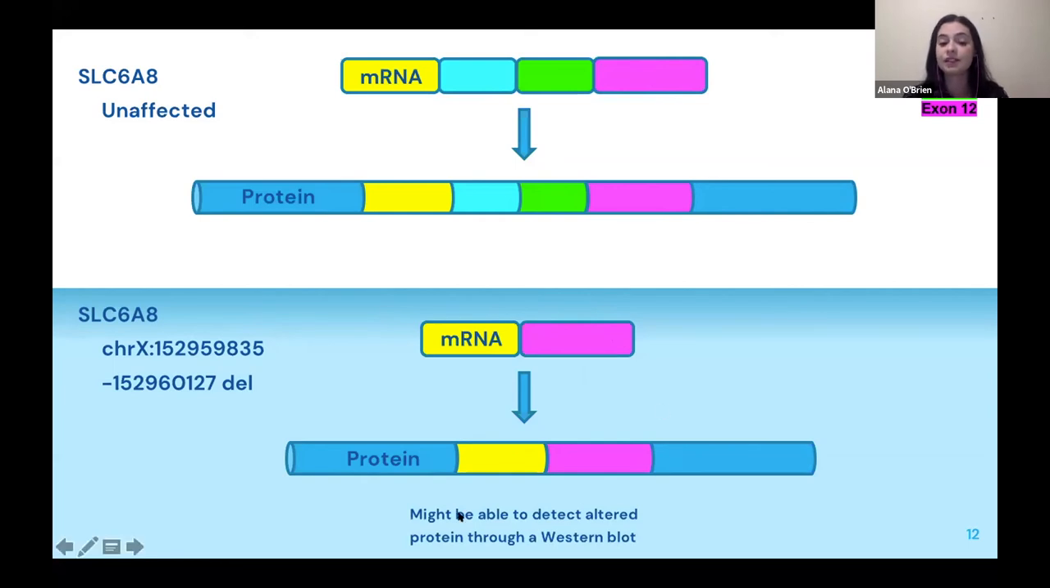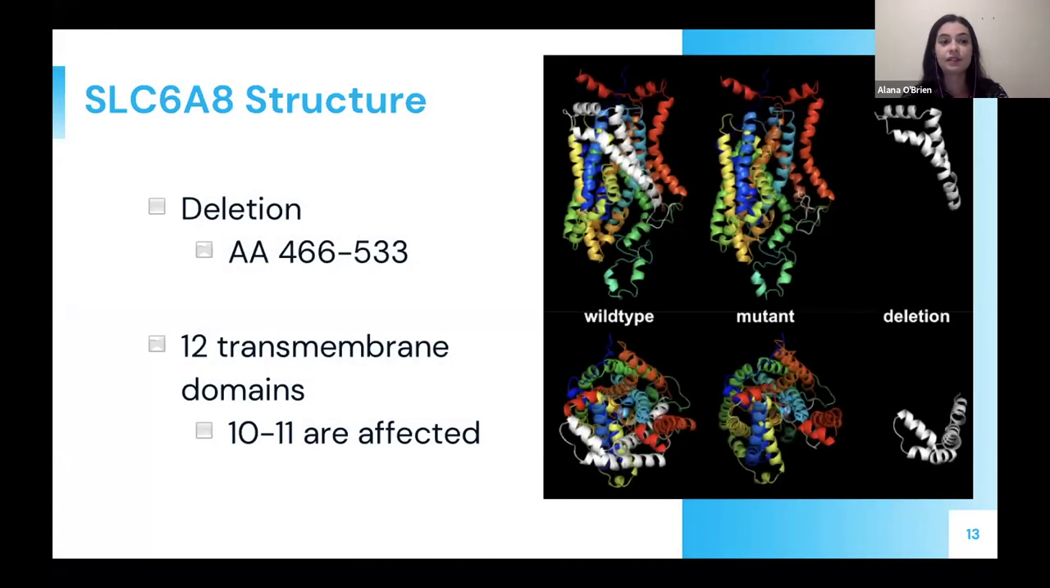And we might even be able to detect some sort of altered protein through a Western blot. So I'll tell you a little bit about the SLC6A8 structure. These are some images of the predicted structure, and these were made using AlphaFold. And so this specific deletion encompasses amino acids 466 through 533.